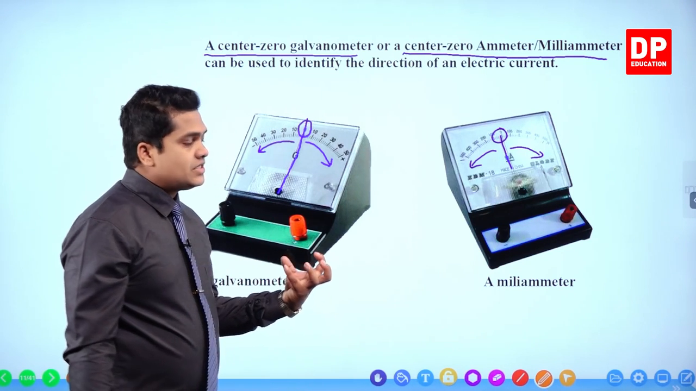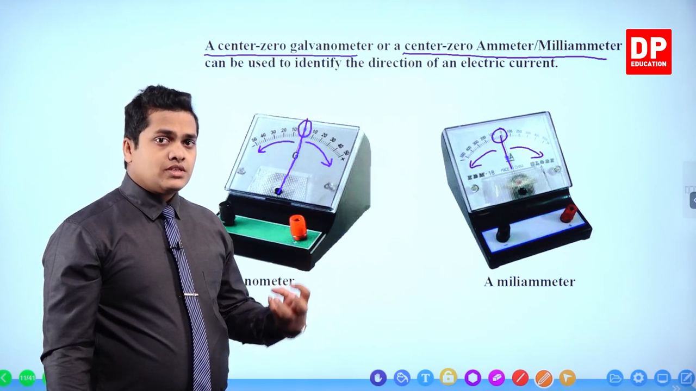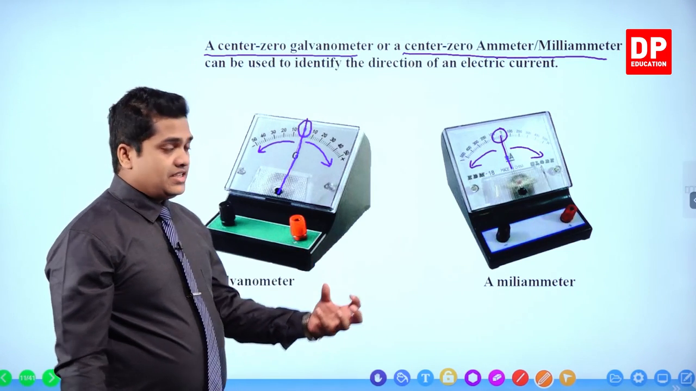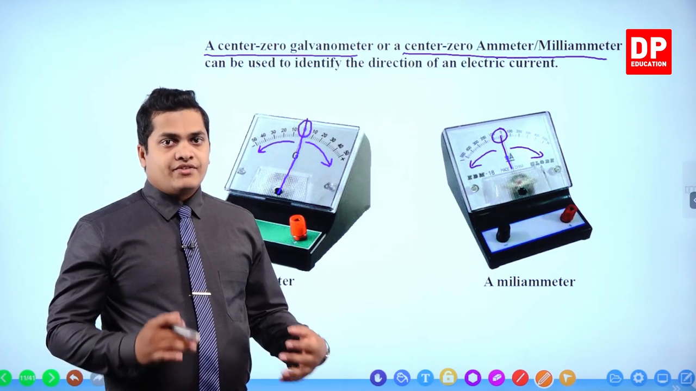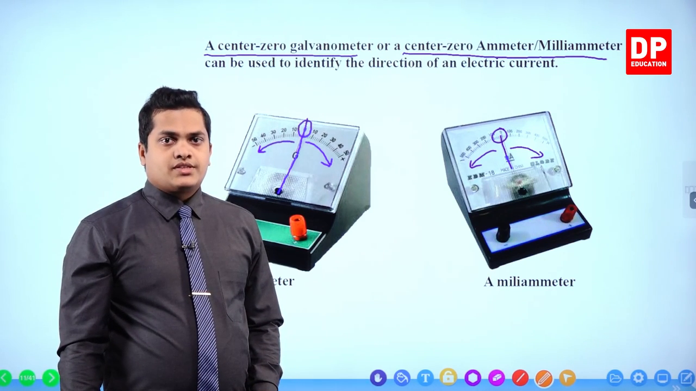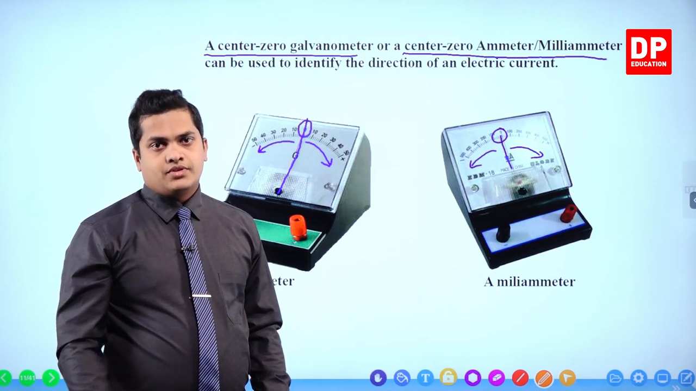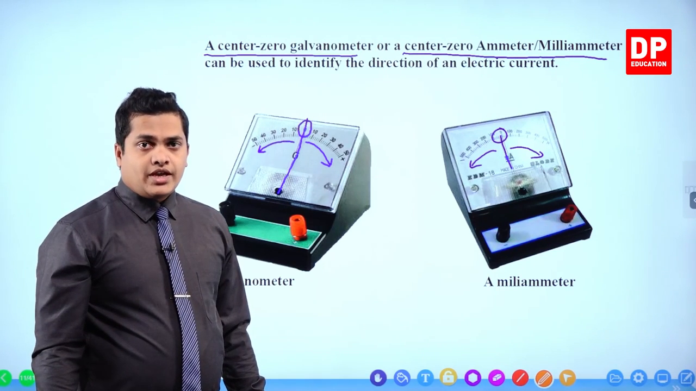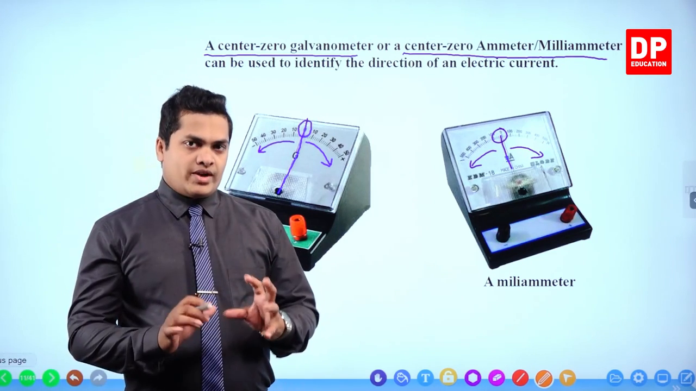So these are the two main instruments that we can connect to a circuit in order to observe the direction of current flow. By connecting these two, we can give a solid proof that the current flow direction is a constant. It always flows from positive terminal to negative terminal. So these are the two instruments that we can use to get the direction of current flow in a circuit, right, my dear children.